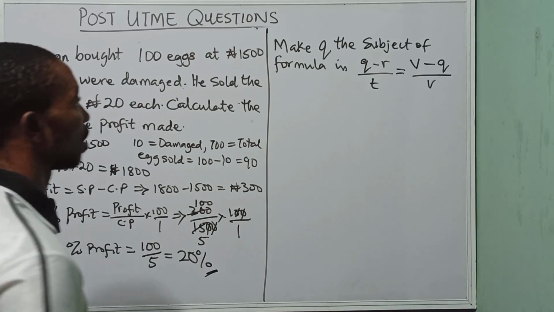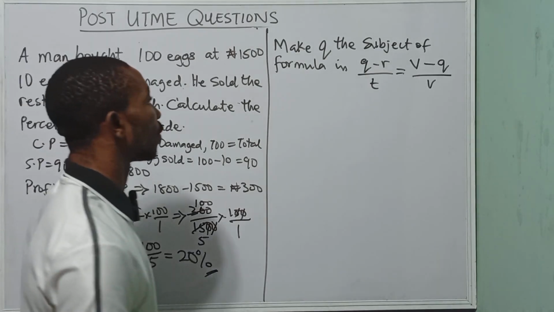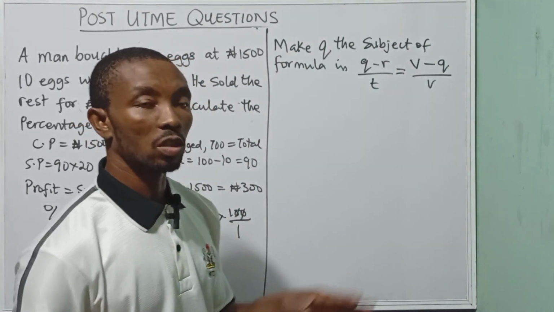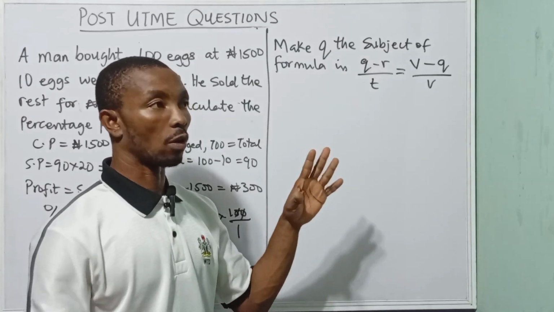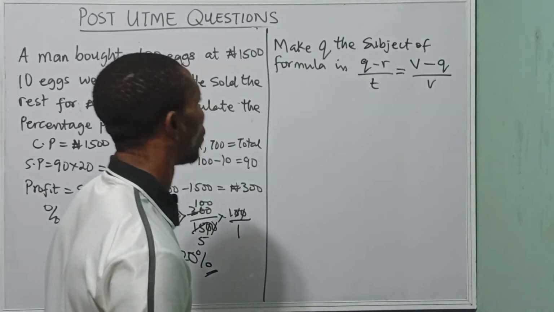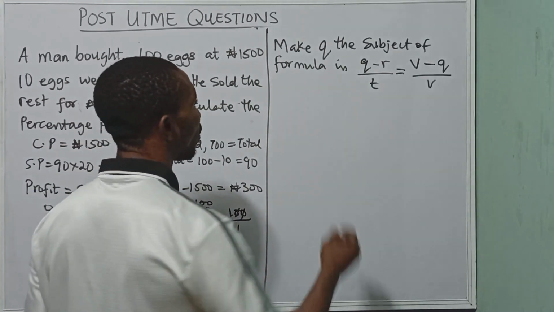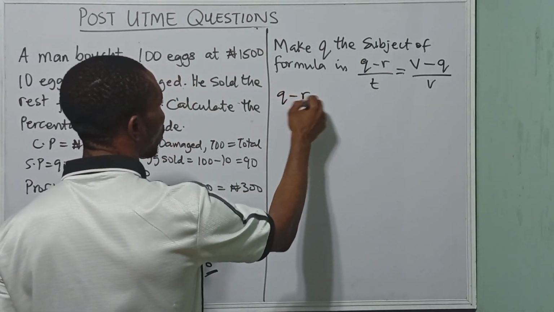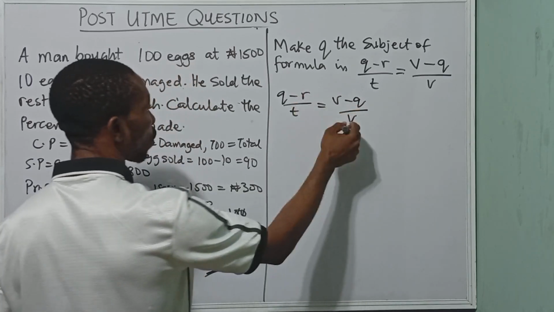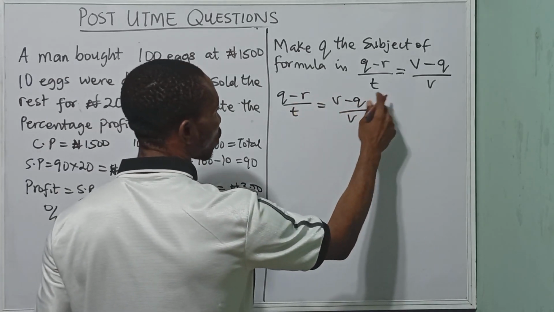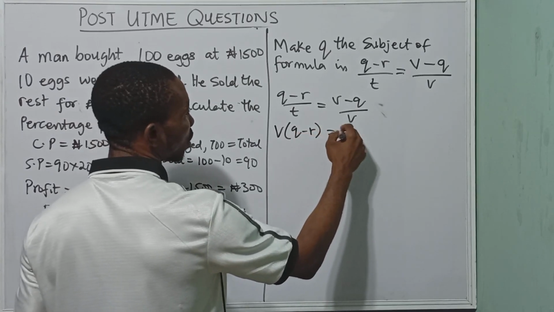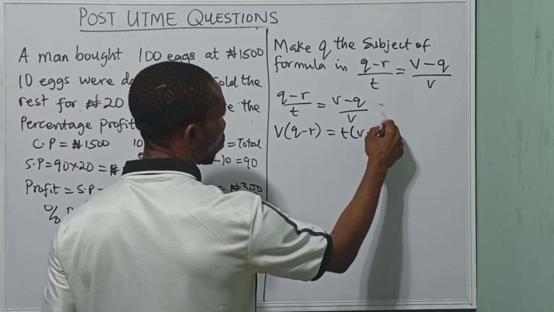Now, our next question says, make Q the subject of the formula: Q minus R over T equals V minus Q over V. We've done a detailed video on change of subject of formula, so for more understanding on this, check our playlist. Here, we'll first of all cross multiply. So this leaves us with V bracket Q minus R equals T bracket V minus Q.